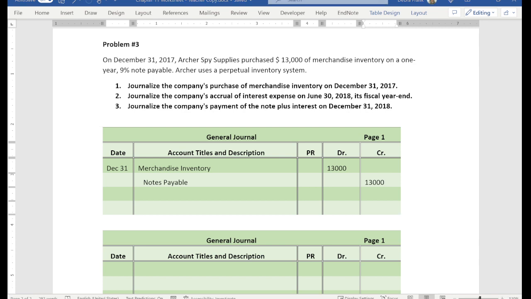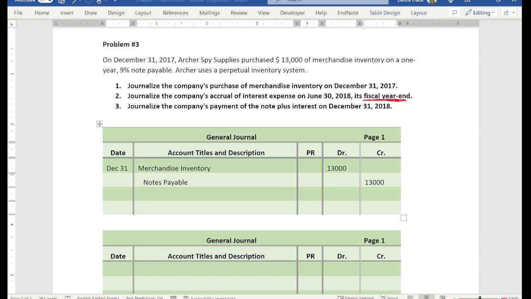Next we're going to record that accrual. They want us to journalize the company's accrued interest on June 30th. Okay, so it's now the next year, 6 months have passed, right? So we went from December 31st of the previous year all the way to June 30th. So there's some interest that they want us to record for that 6 months. It's its fiscal year end, and so they need to true up their records and record that 6 months' worth of interest.